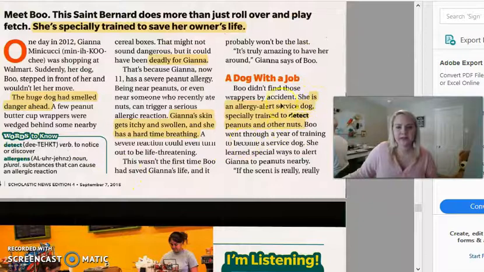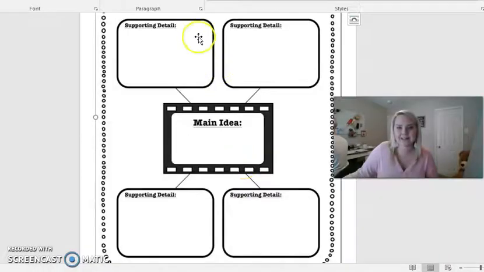Right here is a really good one. I could write, Boo is an allergy alert service dog. She helps Gianna by finding peanuts and other nuts. That could go inside of your supporting detail box.